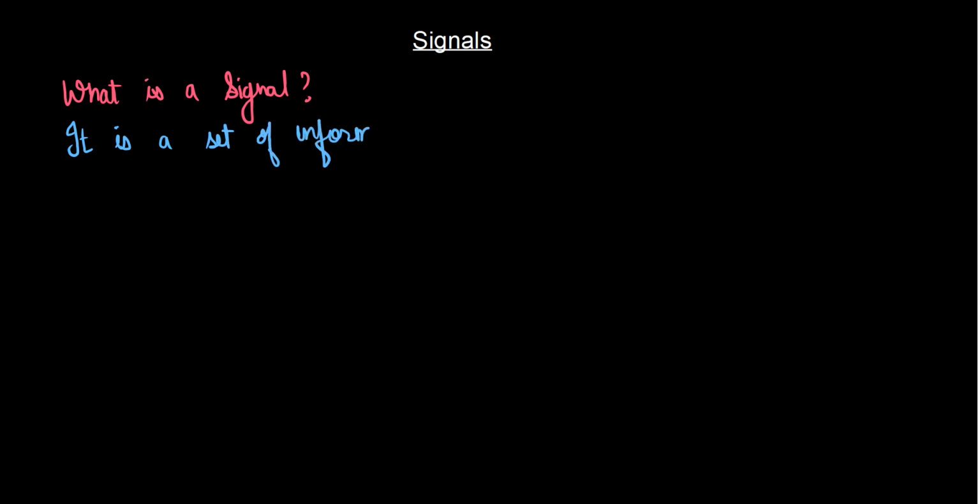To begin with this course, let's ask ourselves a simple question. What is a signal? What basically is a signal? Well, to put it in very simple words, it is a set of information. Information? What information? Well, it depends on what kind of signal it is.